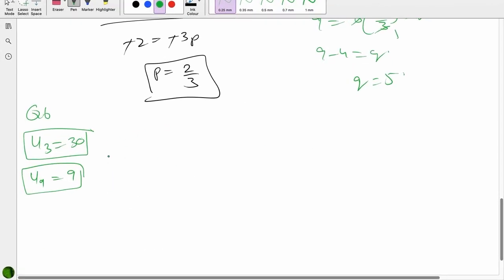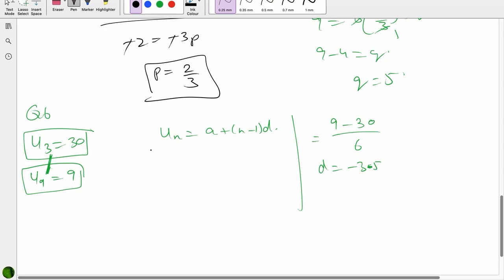So I'm going to write the general term. un is equal to a plus n minus 1 into d. There are two ways to solve this. One way is this, the other is that we know that from 3 to 9 there are 6 terms, and 9 minus 30 divided by 6 will give us the difference. So 9 minus 30 is minus 21, divided by 6 is minus 3.5. So the difference is negative 3.5. I can also find the first term manually, but let's go through the formula.